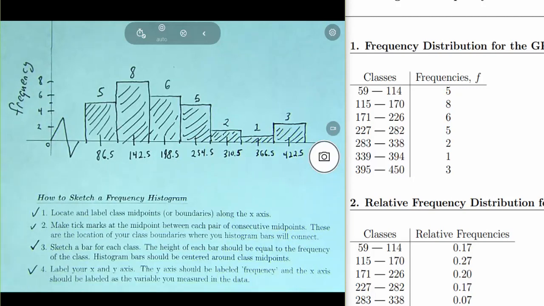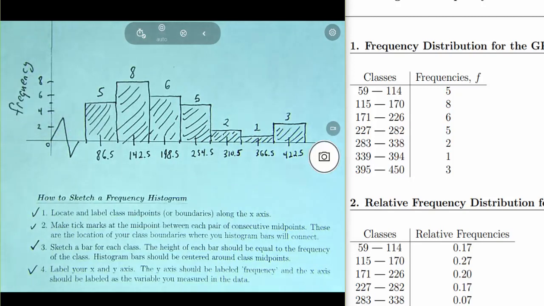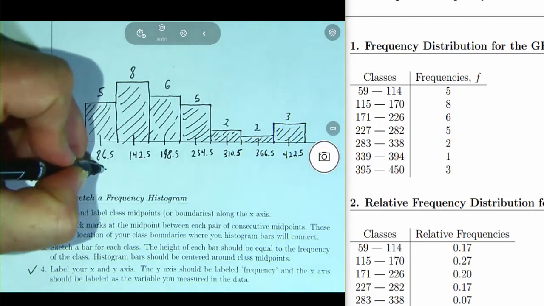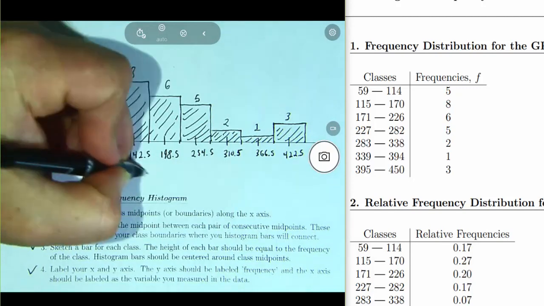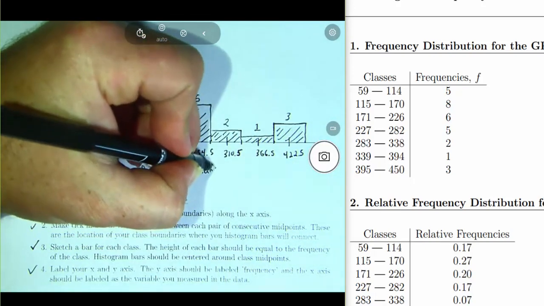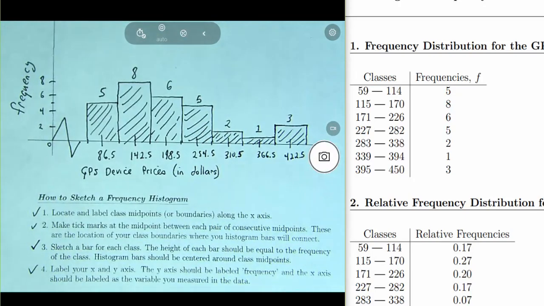Make sure to label the x and y axis. The proper way to label the y-axis is put the word frequency on there. And you want to label your variable along the x-axis. Don't just put the word midpoints or the word boundaries. You want to give your reader an idea of what the data is. You're graphing the units. So I'm just going to write on here GPS device prices in dollars. What do the numbers along the x-axis mean? What are the units? Well, they're dollar amounts, right?